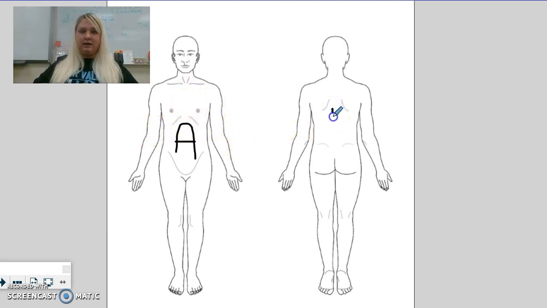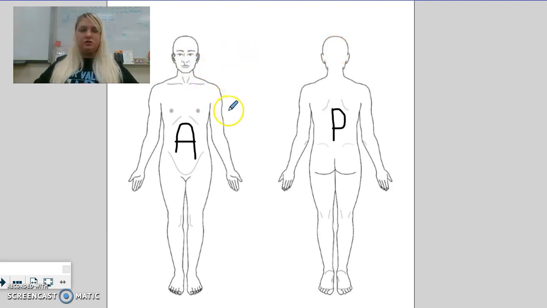Back here is the posterior side of the body. So for example, if we were going to say your nose is anterior compared to the back of your head, because the nose is on the anterior portion of the body.